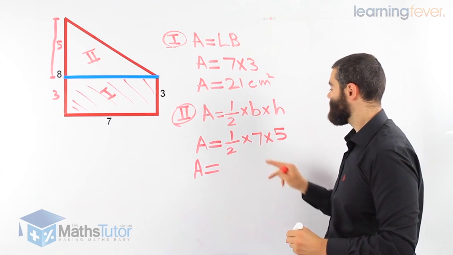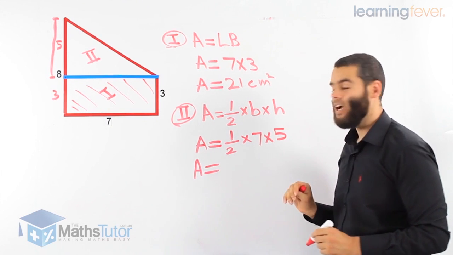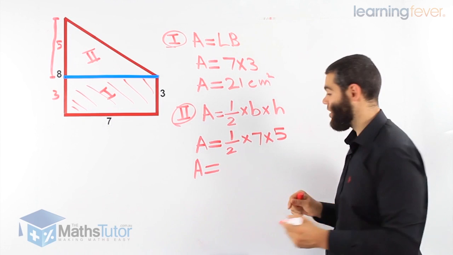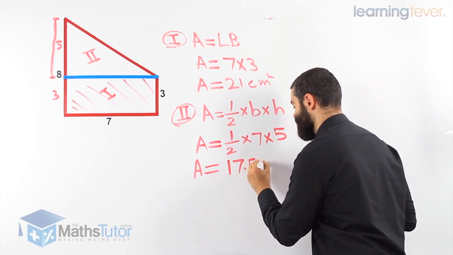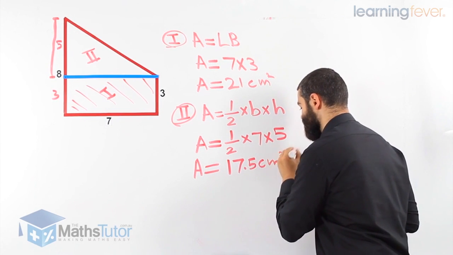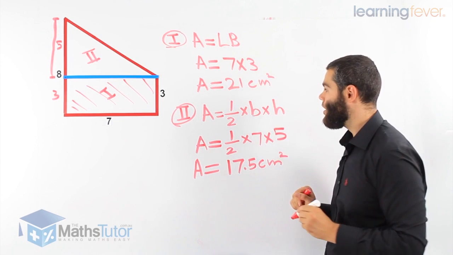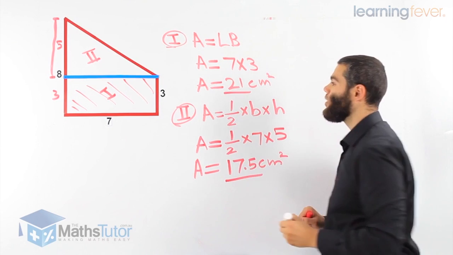So half times 7 times 5. 7 times 5 is 35. Half times 35, meaning we're halving 35. So 17.5 square centimeters. So that's the area of the triangle. Area 2 is 17.5. Area 1 is 21.